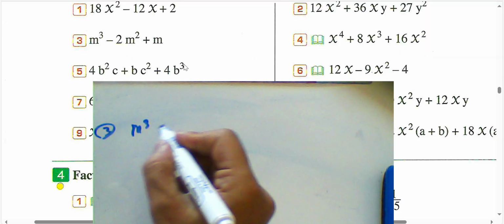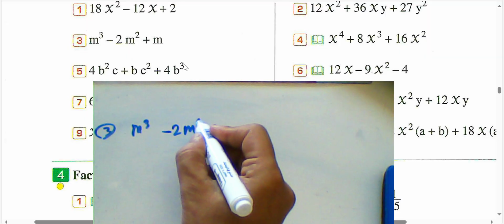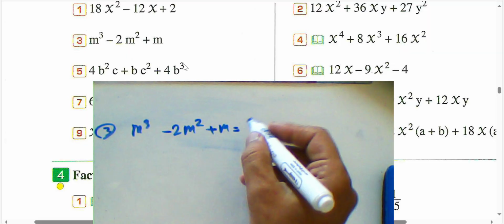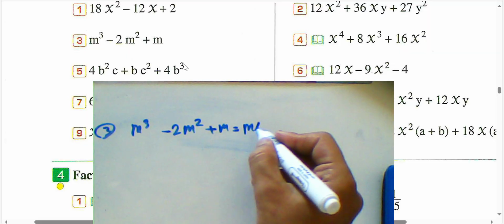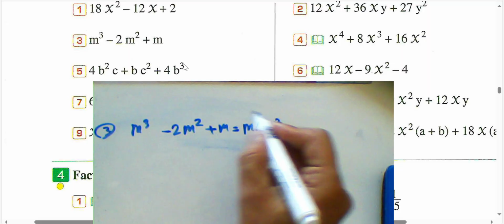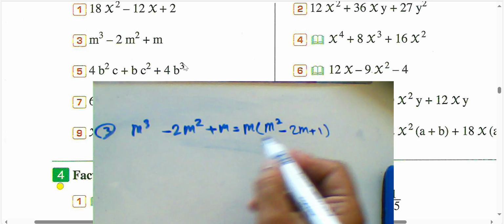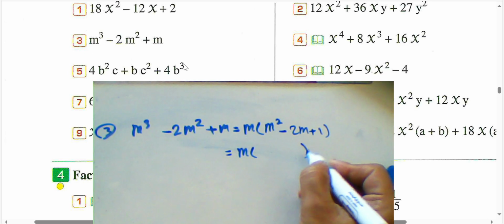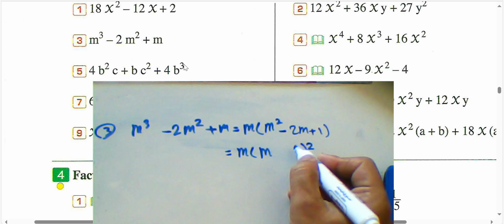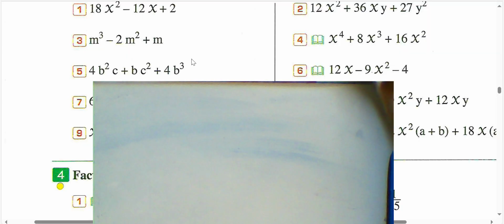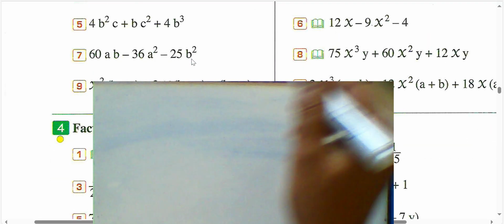Factorize each of the following completely, okay? Question number 3. m power 3 subtract by 2m power 2 plus m. We can write the highest common factor between 3 terms. It will be m. m power 3 divided by m, it will be m power 2. 2m power 2 divided by m, it will be 2m. m divided by m equal 1. Then we can write m outside, square root of the first and the third and the sign in the middle, because this expression is a perfect square. Question number 7.